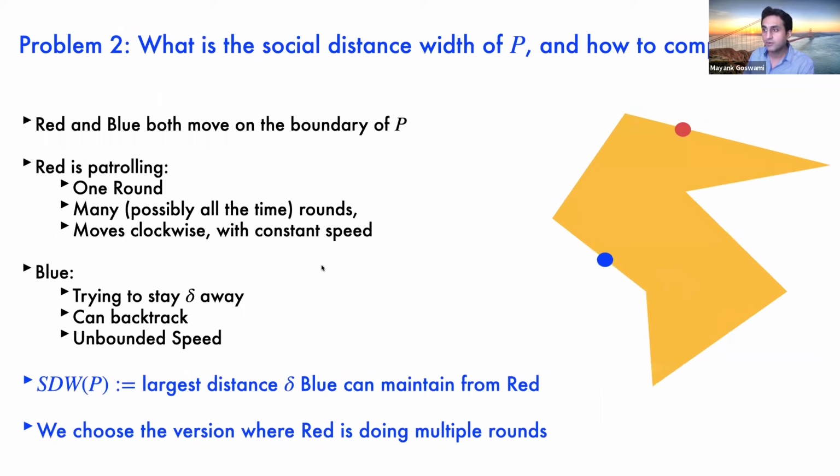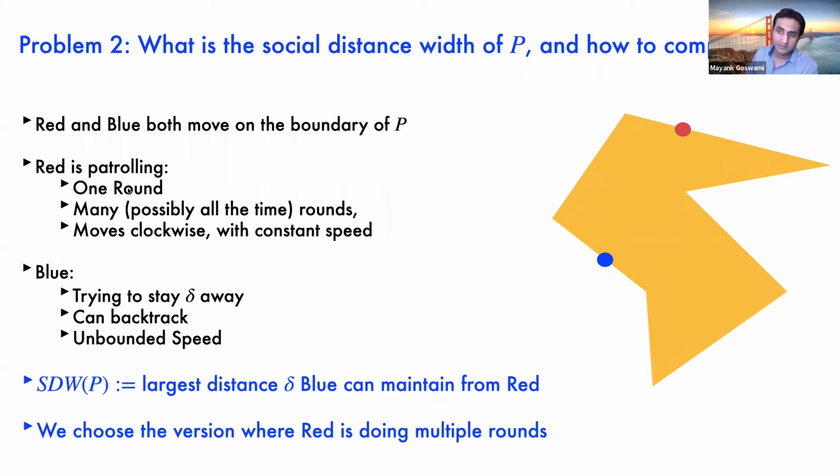The second problem on polygons that I mentioned is how to define the social distancing width of a polygon, and how to compute it. In this setting, I'm sure you can define it in other ways, but the one we thought was most meaningful was: red and blue are both moving on the boundary of a polygon. Red is moving over here, blue is moving here, and red moves, let's say, clockwise at unit speed.